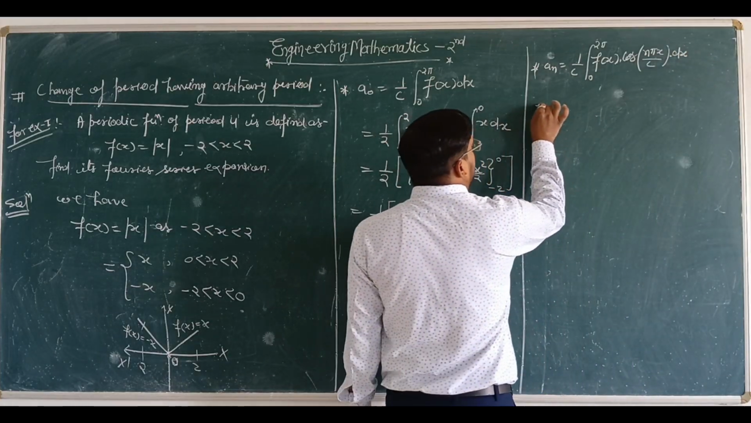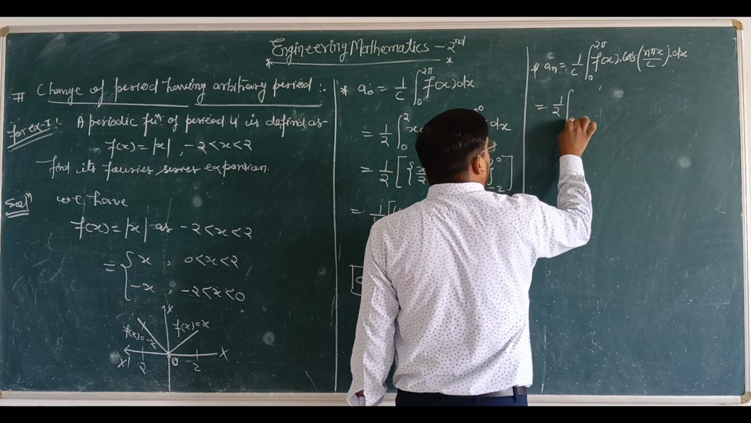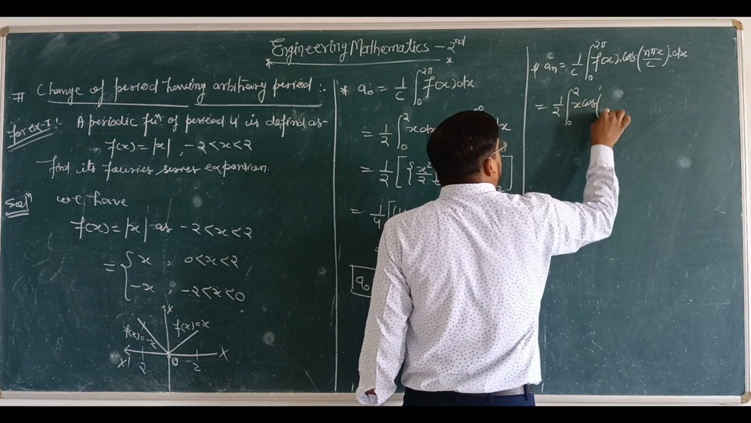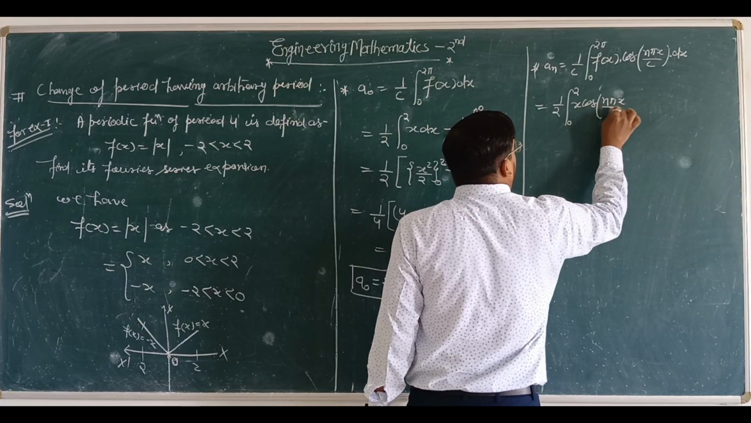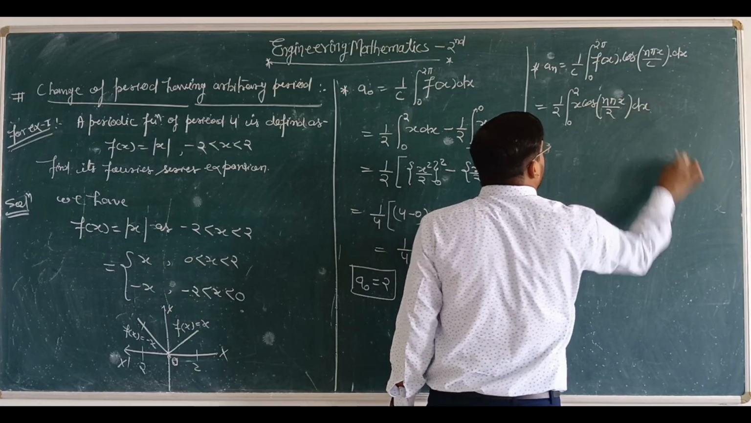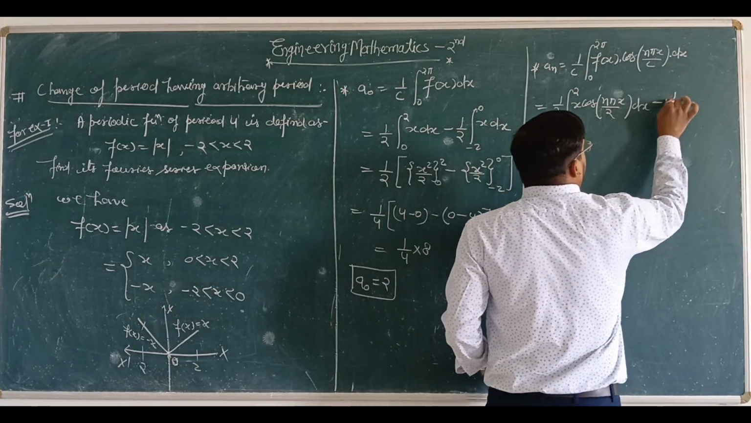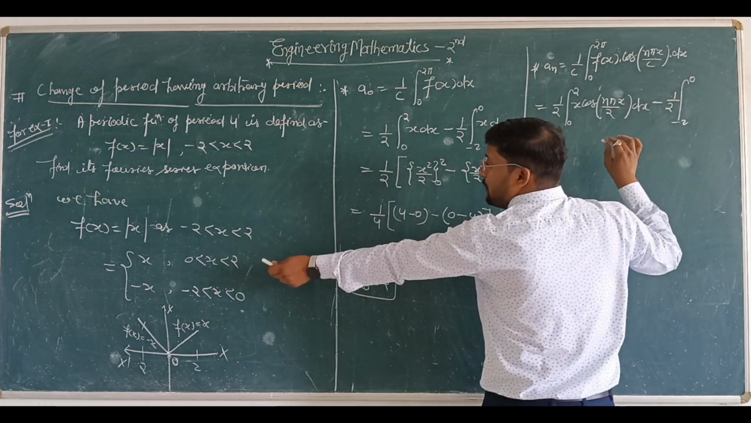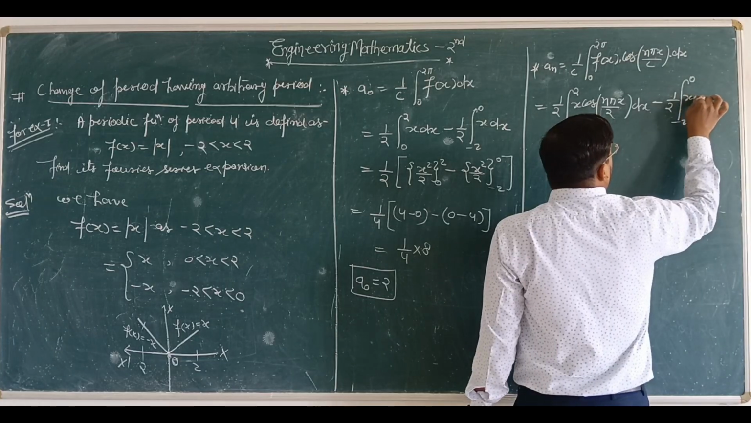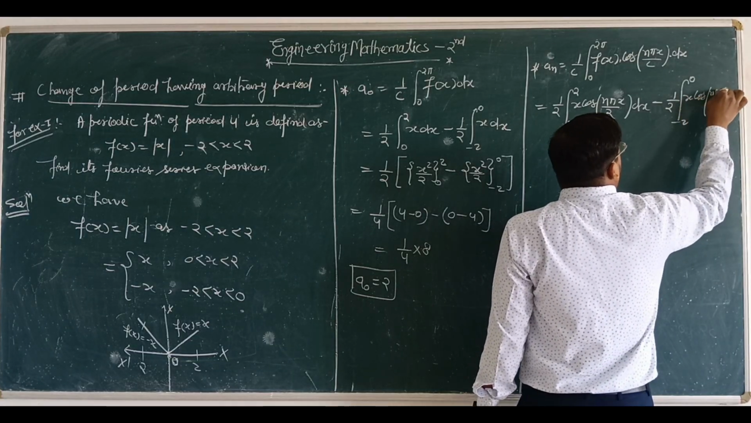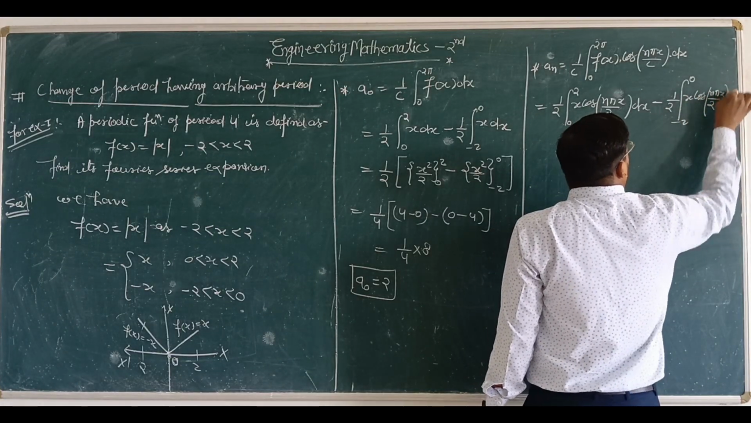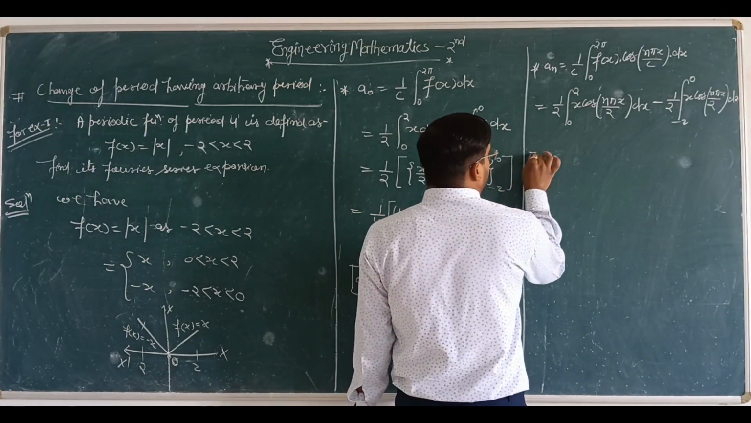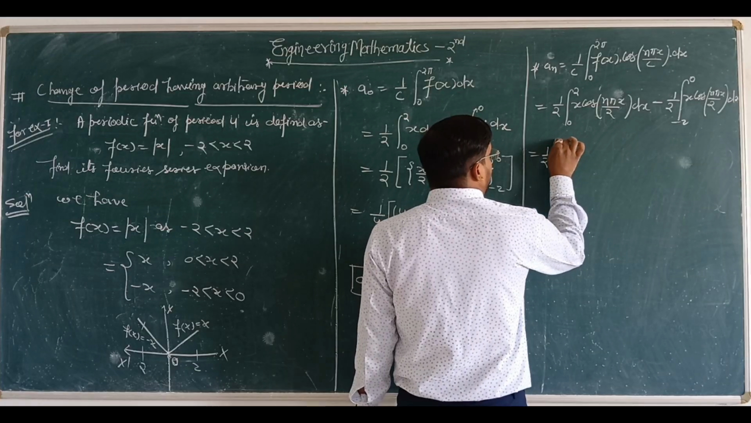Now put all the value of this function. You can write 1 upon 2 integration 0 to 2 x cos n pi x upon 2 dx, minus 1 by 2 integration minus 2 to 0, this is a limit, x cos n pi x upon 2 dx. Now integrate this function.